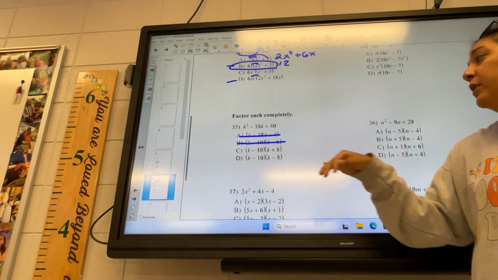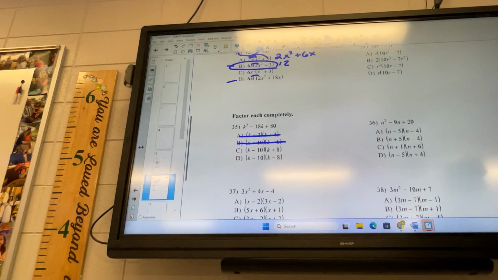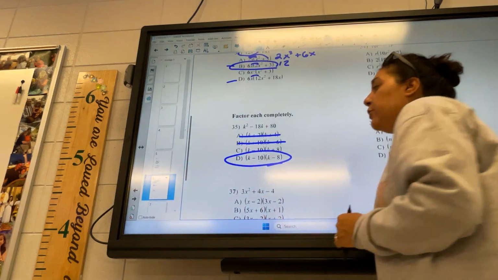Well, that's not even an option. Okay, it's either going to be the minus and then a plus or a minus minus. I need a negative 18. Minus plus. It's going to be minus minus. Okay, now you can just check it on your calculator.